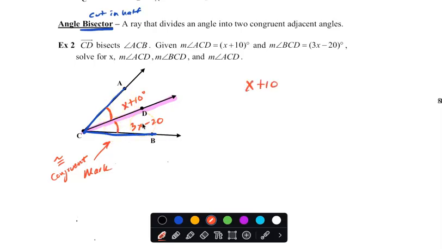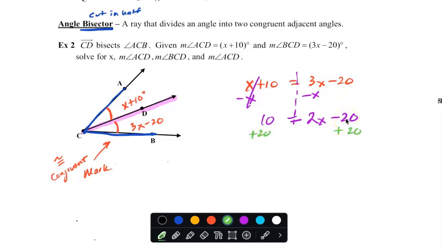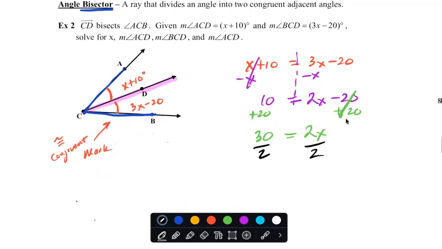So x plus 10 equals 3x minus 20. Do some algebra. Minus x. You want to get rid of the smaller x. So these are gone. I get 10 is equal to 2x minus 20. Now we want to isolate this x here, so get rid of that 20. We're going to add 20 to both sides. These cancel. I get 30 equals 2x, divided by 2. We get x equals 15 degrees.